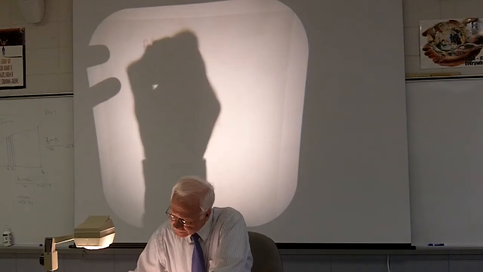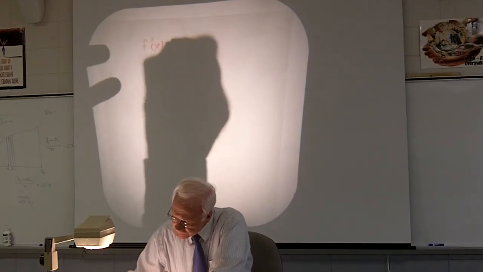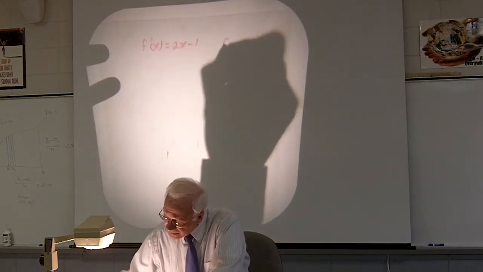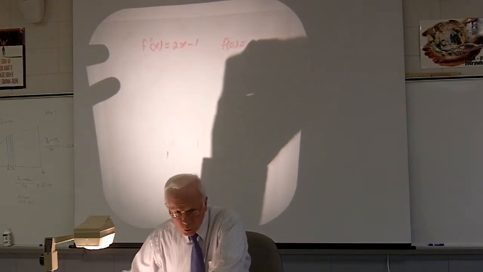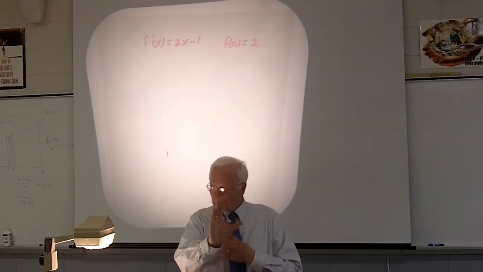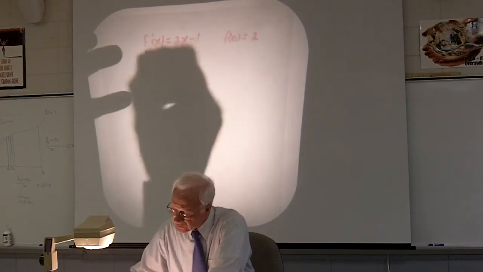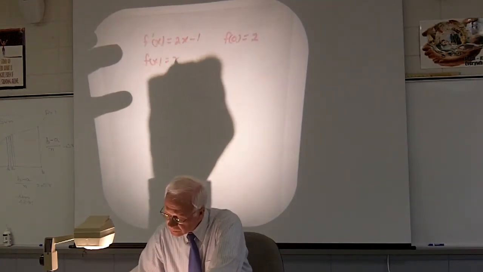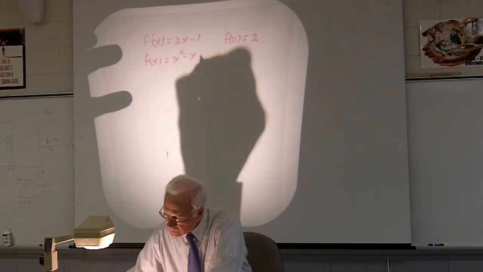F prime equals 2x minus 1. And I'm going to say f of 0 equals 2. I've said it 2 or 3 times. Okay? What's the antiderivative of this? x squared minus x plus c.